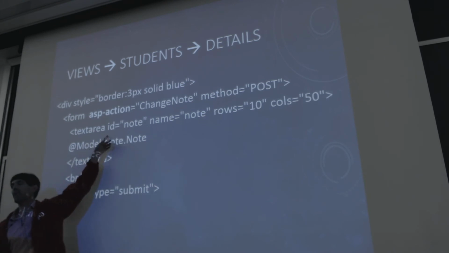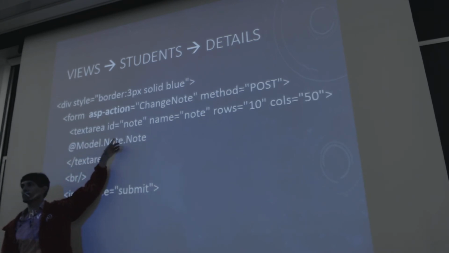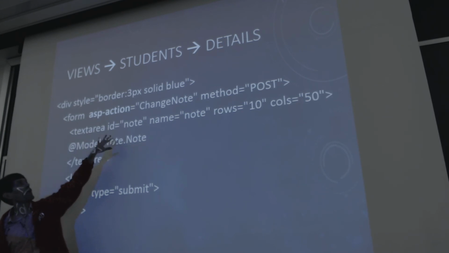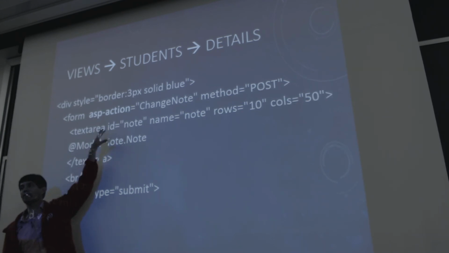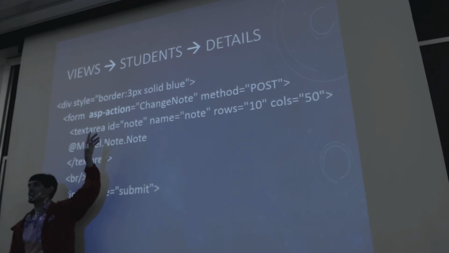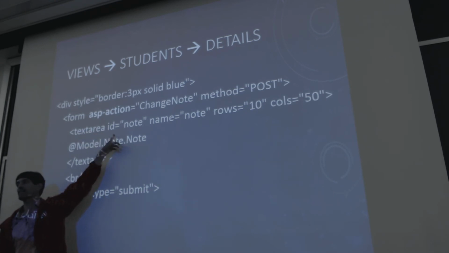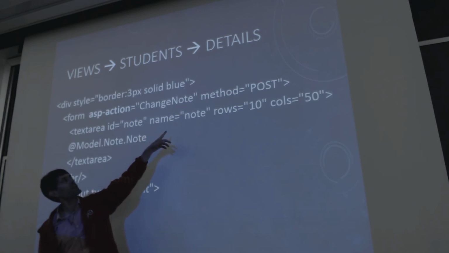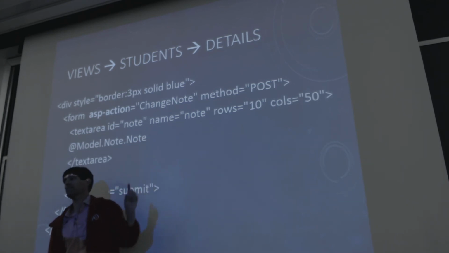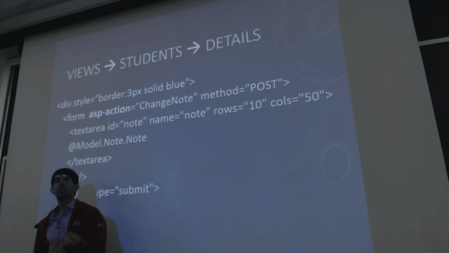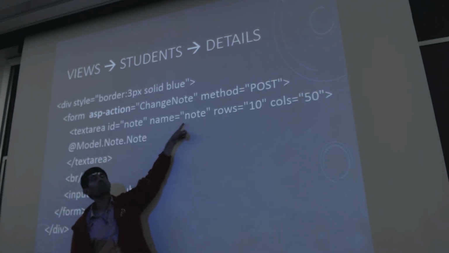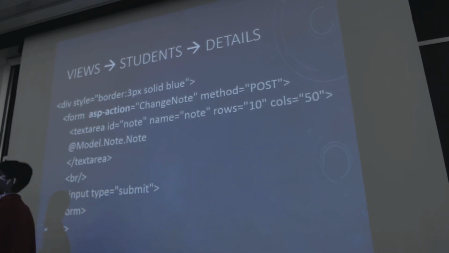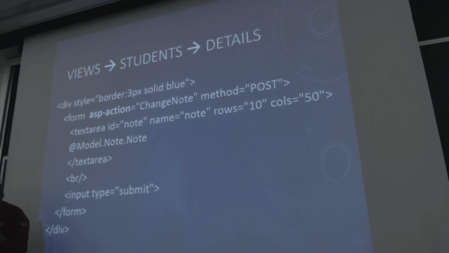What is the ID for in any HTML? It's for knowing exactly where in the document this one piece is, and jQuery will allow me to find this ID and do stuff to it. The name is what is actually magically transformed into data that is sent with the form. So when you give a name note, your code will expect to see a data field called note that contains that data.